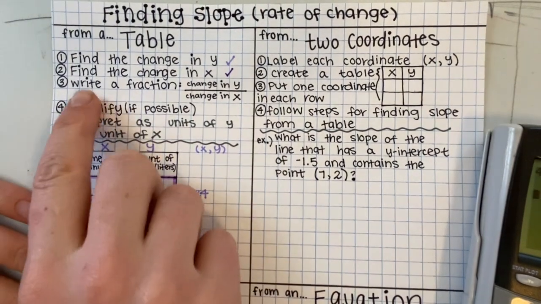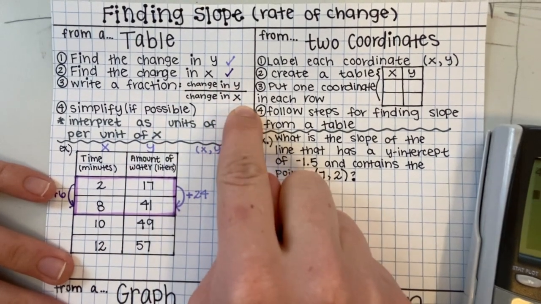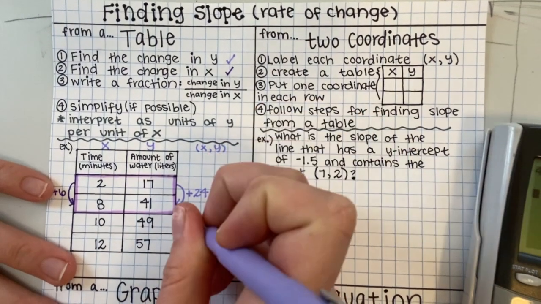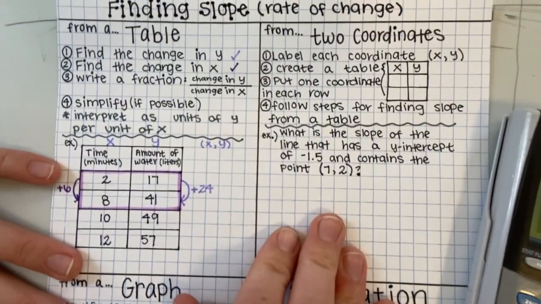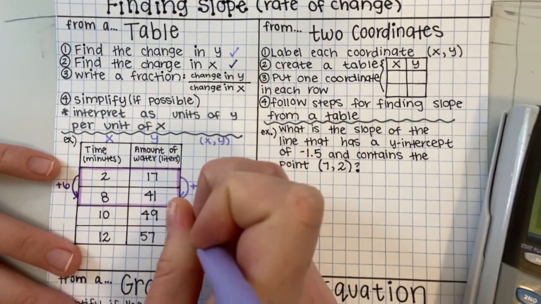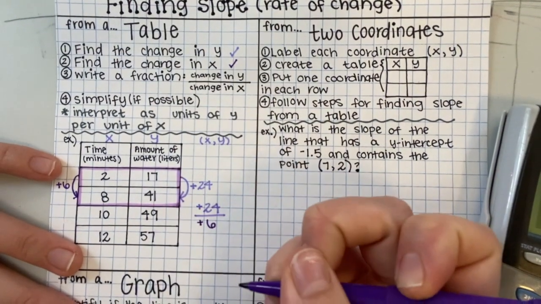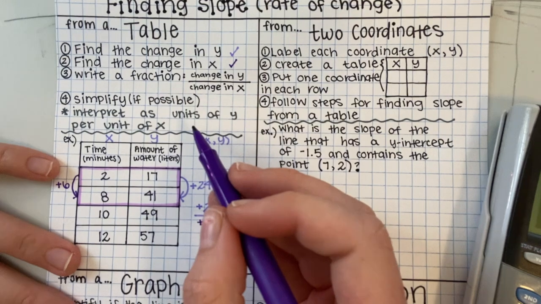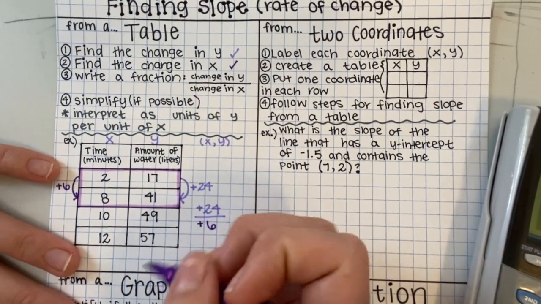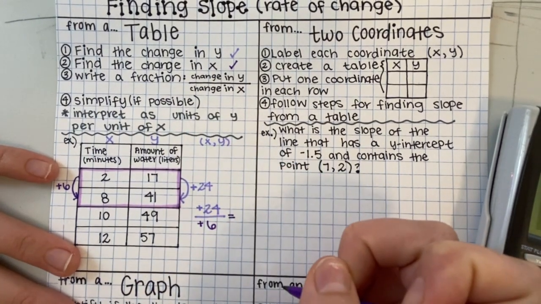Then I'm going to write it as a fraction, the change in y over the change in x. And I want to include the sign. So I know I'm doing my change in y, which is plus 24, over my change in x, which we said is plus 6. Then I'm going to simplify. When both the signs are positive, that's just a positive divided by a positive. So I'm going to get a positive number. So I know that my slope is going to be positive.